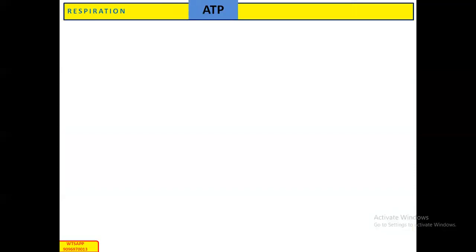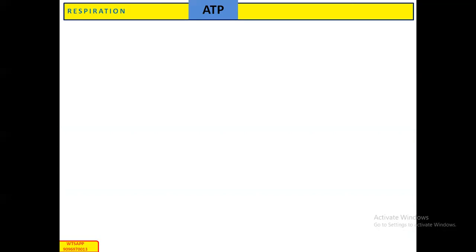Before starting about the respiration, the basic unit of energy in all living organisms is the ATP. Then how does this ATP conserve the energy? Where does this ATP store its energy? ATP stands for adenosine triphosphate.